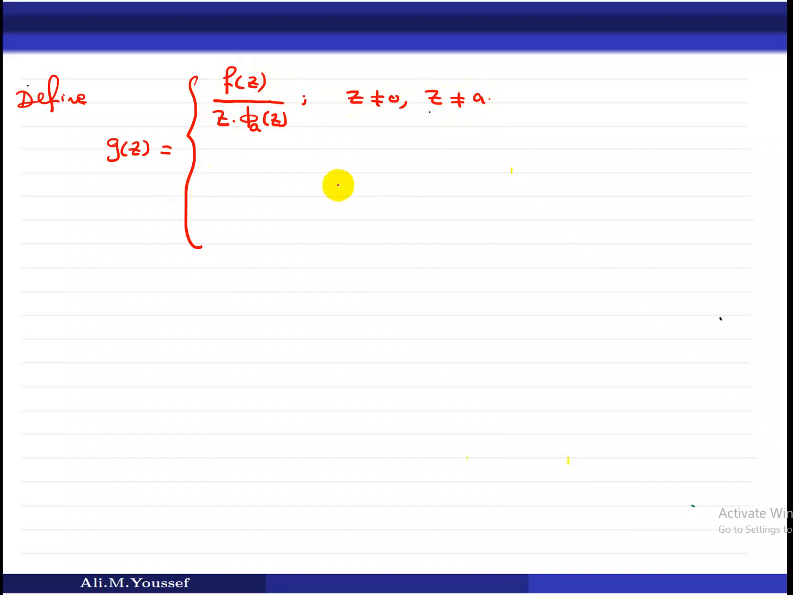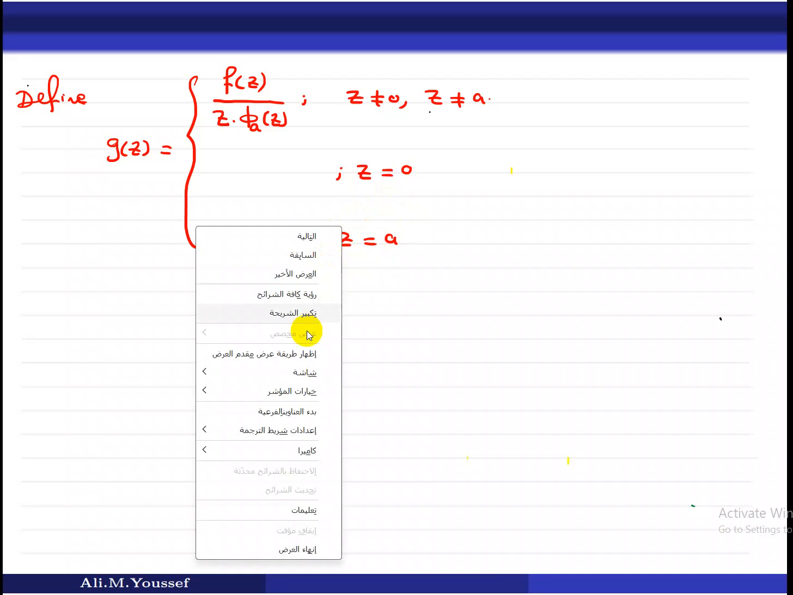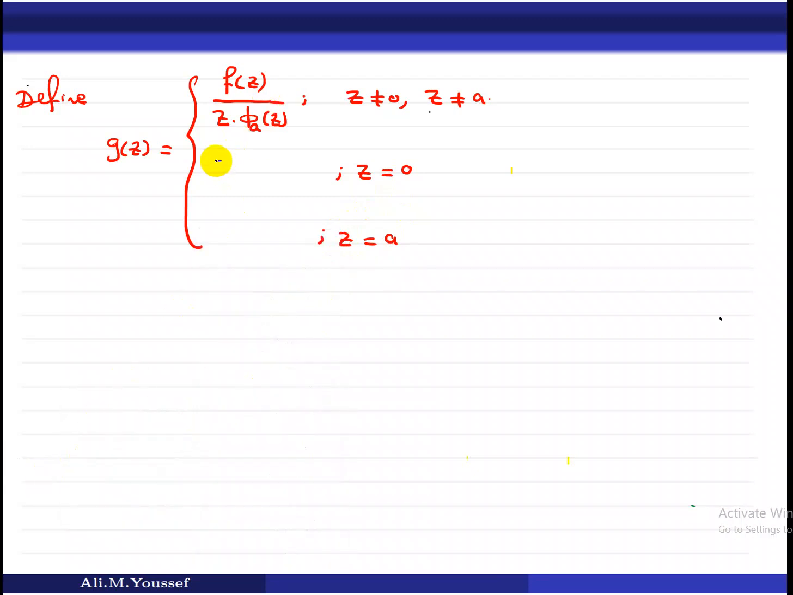Second one, when z is equal to 0. The third one, when z is equal to a. These are the limits. So here it is equal to minus f prime of 0 over a. And here we can write it as 1 minus the modulus of a squared over a f prime of a. And use the maximum principle theorem. Here we can use the maximum principle theorem and do the same things.